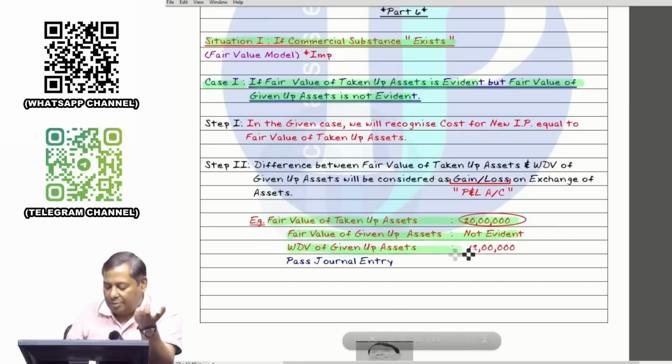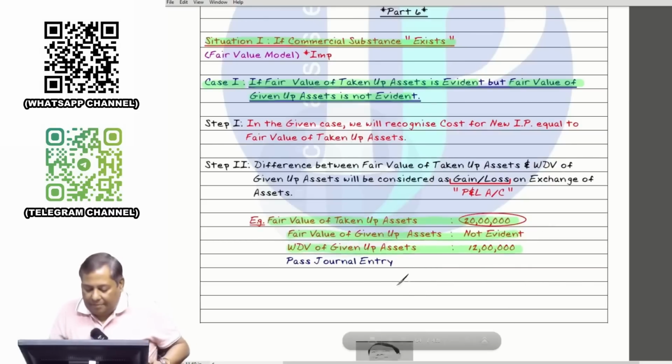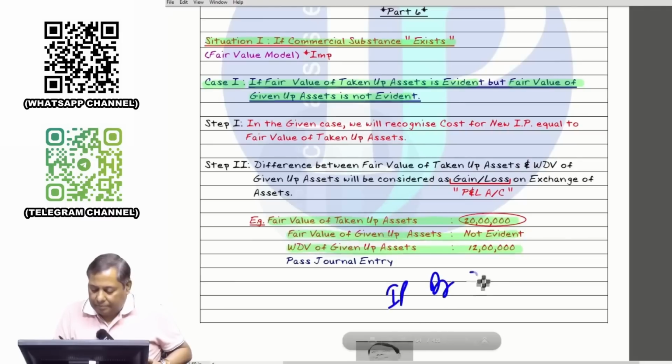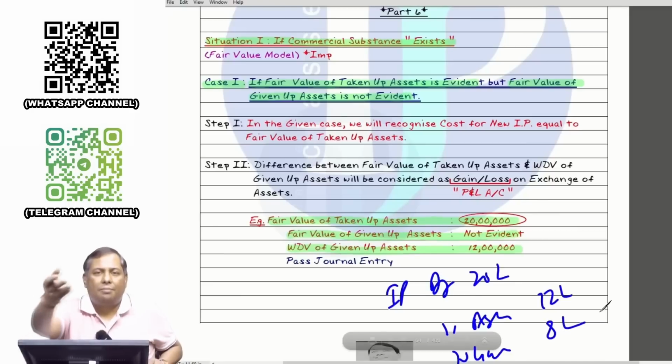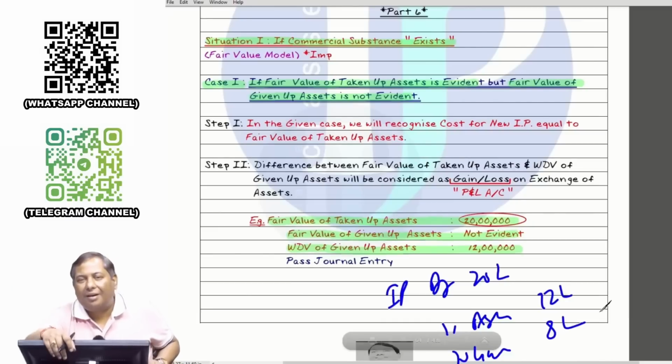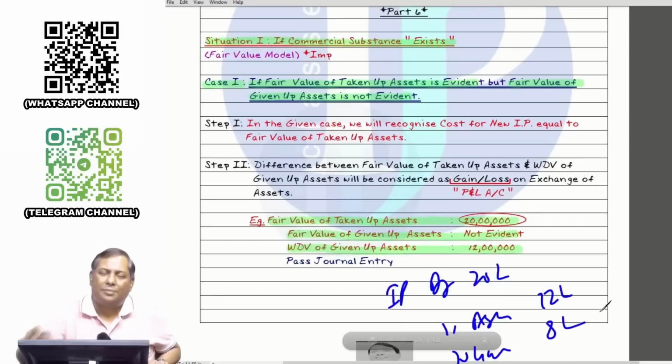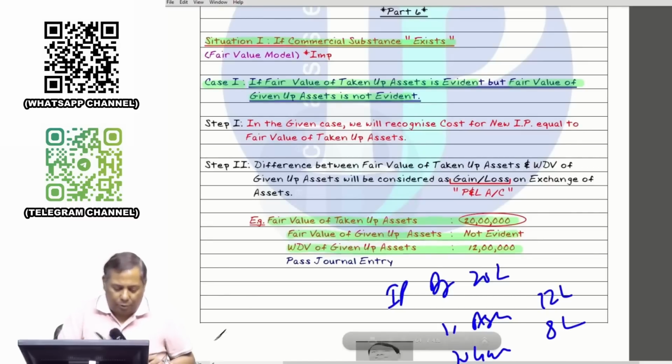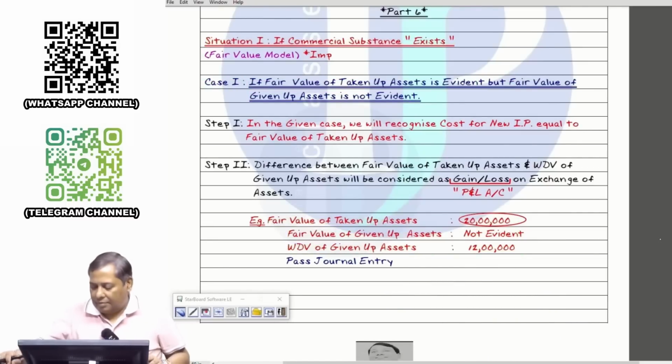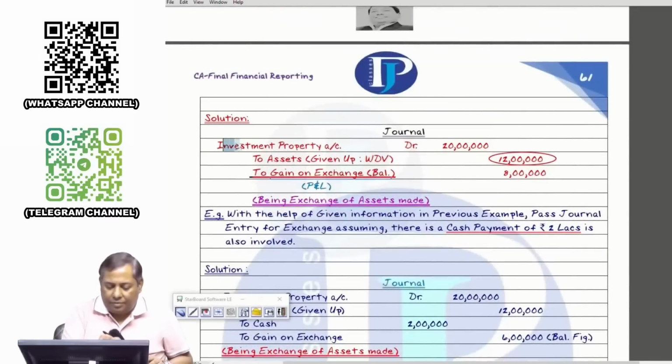Now look at what the carrying amount is. So we'll assume the IP is worth 20 lakhs and the asset you are giving is worth 12 lakhs. So you have gained 8 lakhs. Assets worth 12 lakhs exchanged for 20 lakhs. A gain of 8 lakhs, you gave 12 and received 20 lakhs. Is he a fool? Such cases are there in the study material. If you know the fair value of the taken up asset, then record that value. Now another case. Look at its entry. Let me show you the second case.